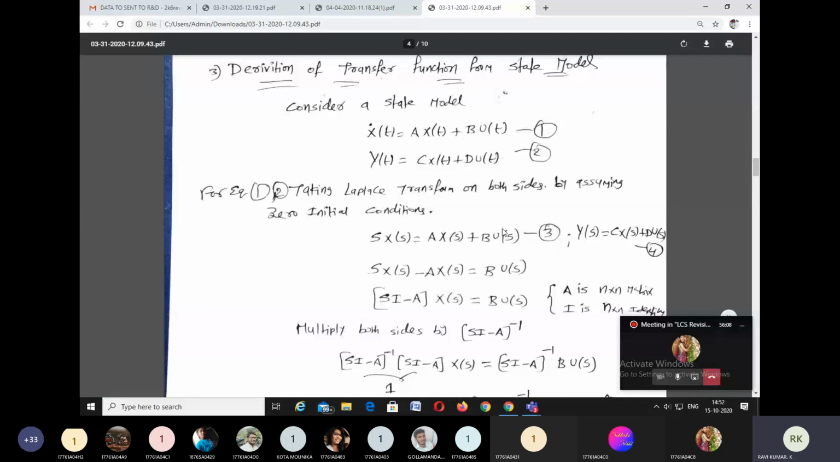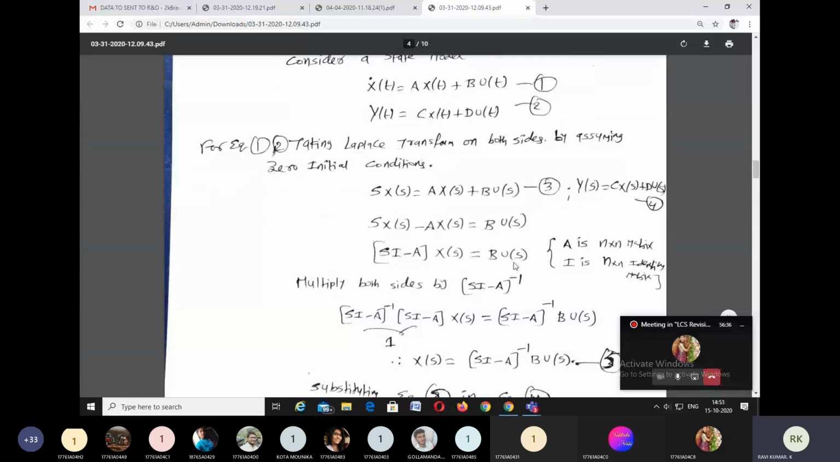So from these, I am arranging by taking A X(s) to this side, and X(s) is common for these two terms. Observe here carefully. A is a matrix here, important. So if you take the common X(s), then I write the identity matrix: (sI minus A) into X(s) is equal to B into U(s), right?